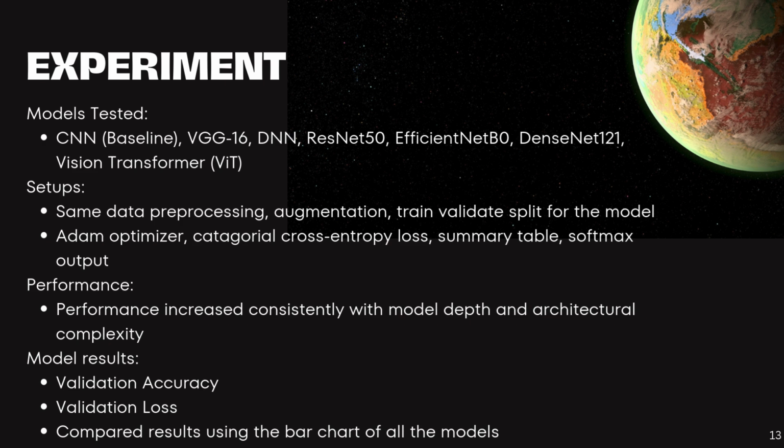And the performance is coming up with increased consistency. The models have different depth and architectural complexity. The result will be validation accuracy and loss, and then at the end we'll be comparing the results together.